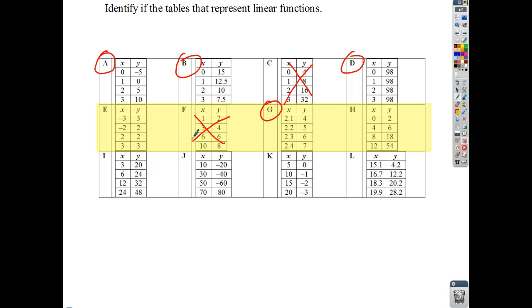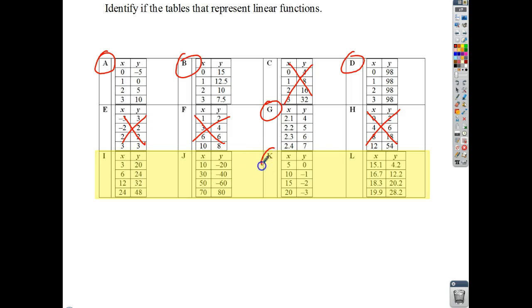This one, 3 goes down 1 for 1, and then it doesn't change at all for here, so that one's out. And this last one goes up 4, so it must stay consistent, right? Then this goes up 4, so this should go up 4 again, and it doesn't, so that one's out. All right, try this one. Go. Which one of those is linear?